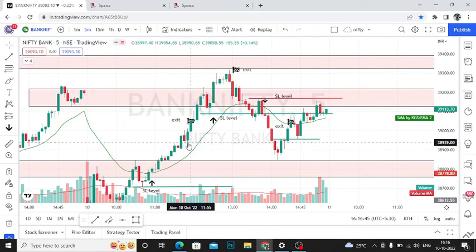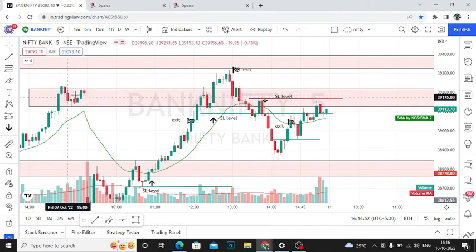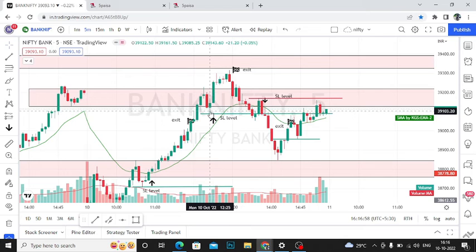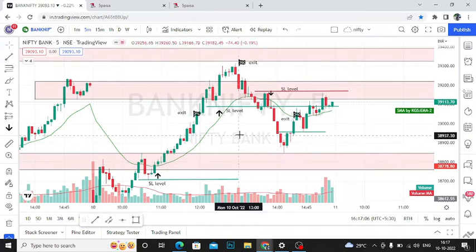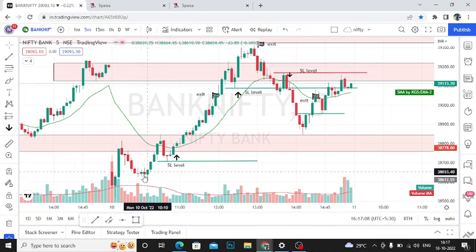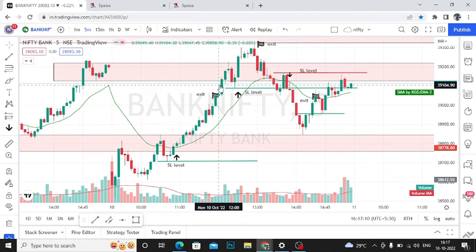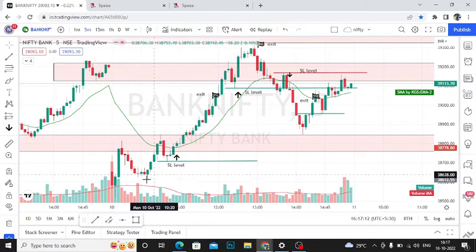See, this is the first possible obvious pullback which has occurred from this resistance area, or say the supply zone, and then it was starting to pull back. It hasn't shown any sign of weakness in this market, and it hasn't shown any sign of lower low formation. The higher high formation was still intact until this time.